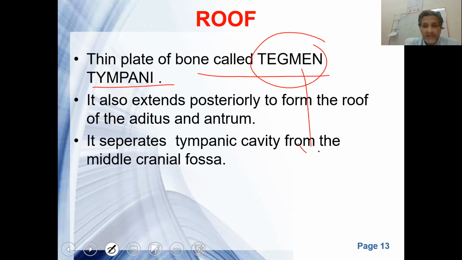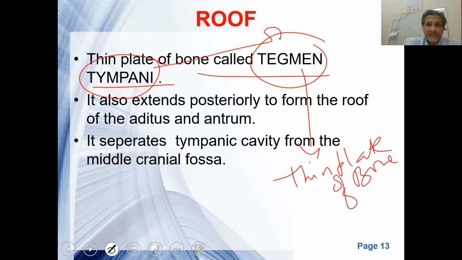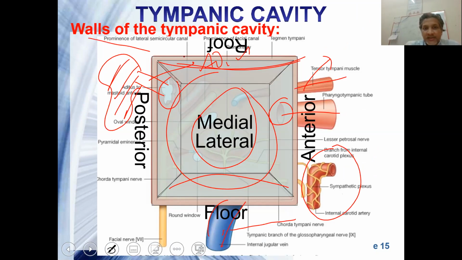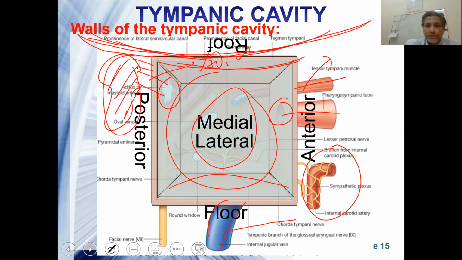Tegmen means a thin plate of bone, and tympani signifies the middle ear. Actually, the middle ear is also called tympanum, and it extends posteriorly from the roof of the aditus and antrum also. So you can see that this is the tegmen plate, and it forms the roof of the middle ear as well as the roof of the mastoid antrum and the aditus also.